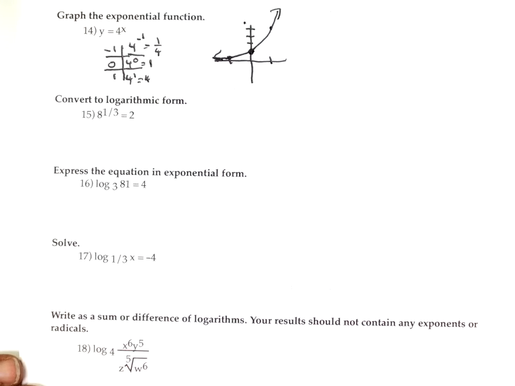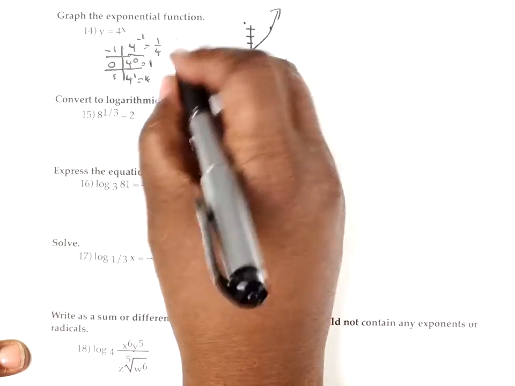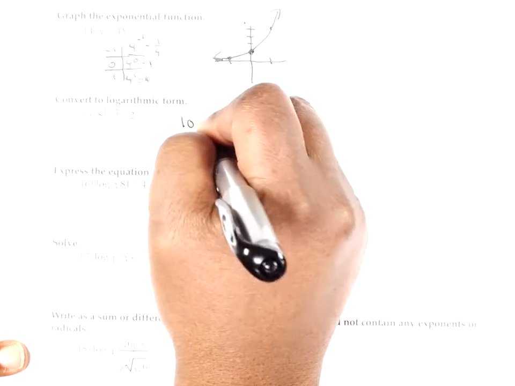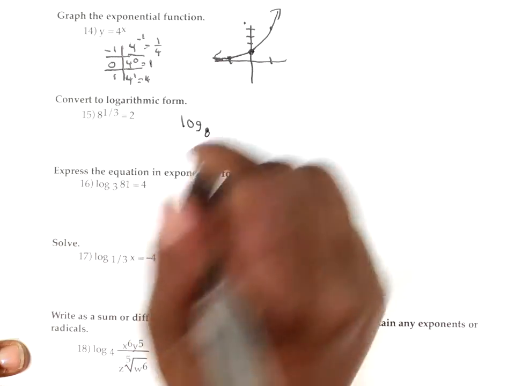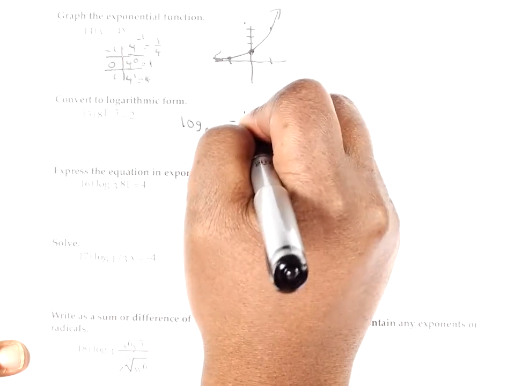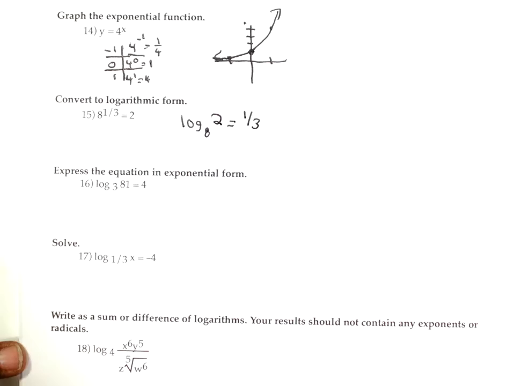Number 15, we're converting to logarithms. So the base has to be the same as the base of the exponential. So we have log base 8. On the other side of the equal sign is always the exponent, 1/3, and then what it was equal to just goes inside. So log base 8 of 2 is equal to 1/3.